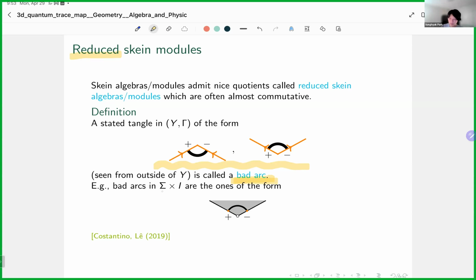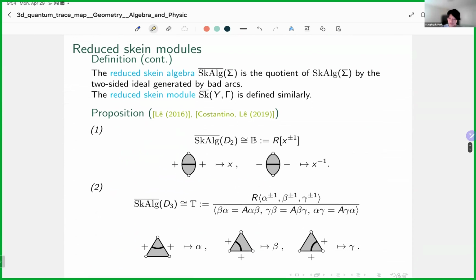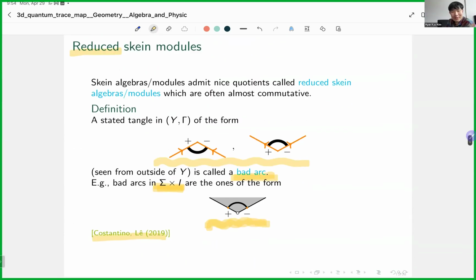Likewise, when our 3-manifold is a surface times an interval, then tangles of this form are called bad arcs. And this is a notion, I think, introduced in this work by Costantino and Lê. And we're gonna kill these elements. Can I ask a question? Yeah. Are you viewing this bad arc for surface times interval as an example of the above one?